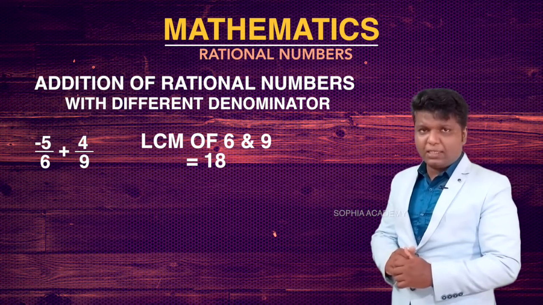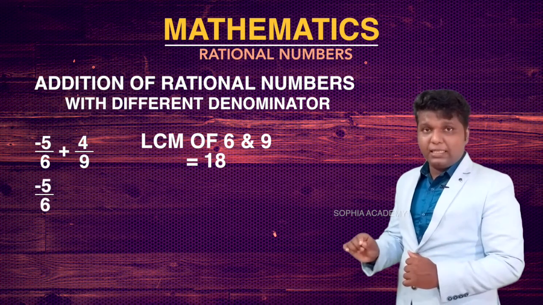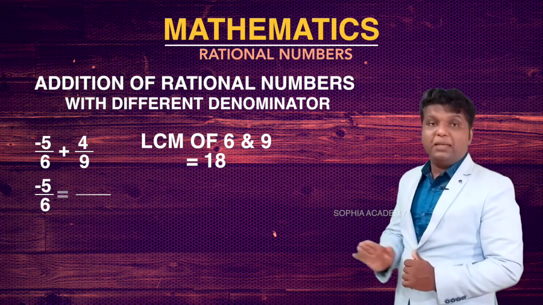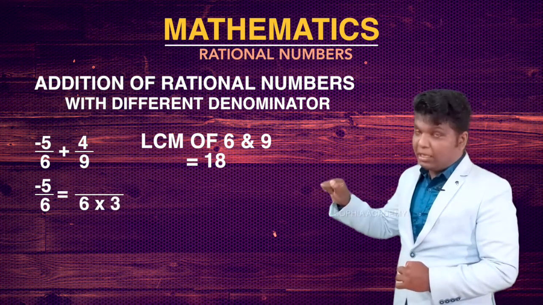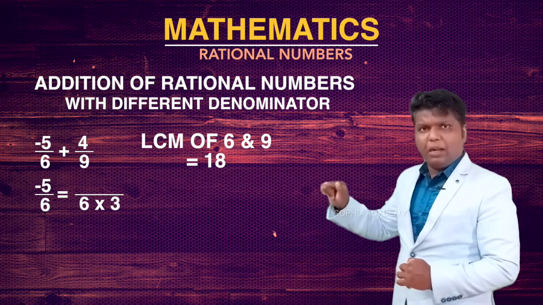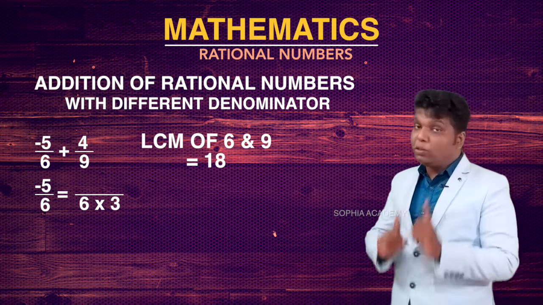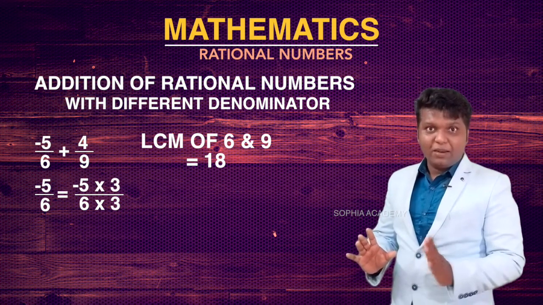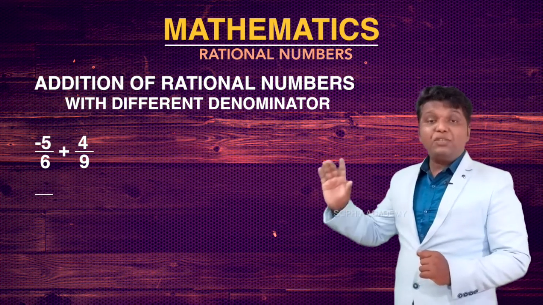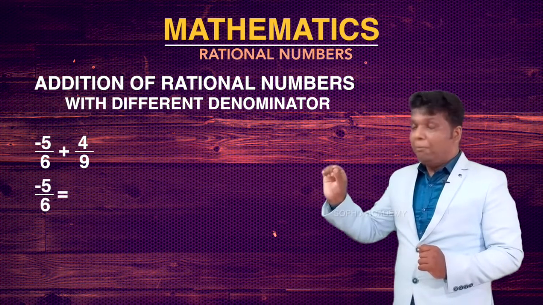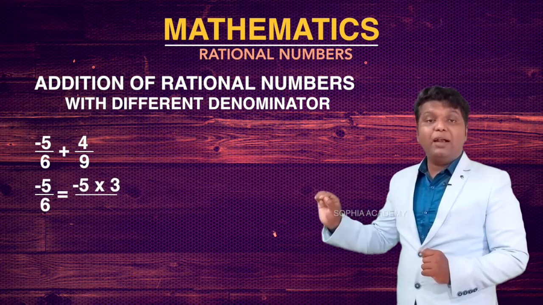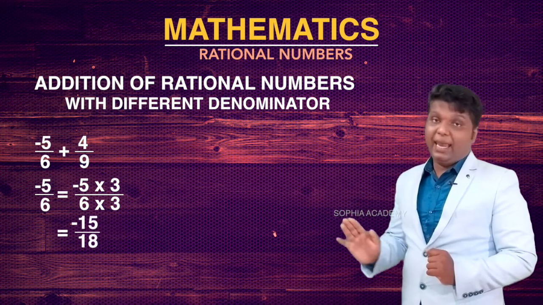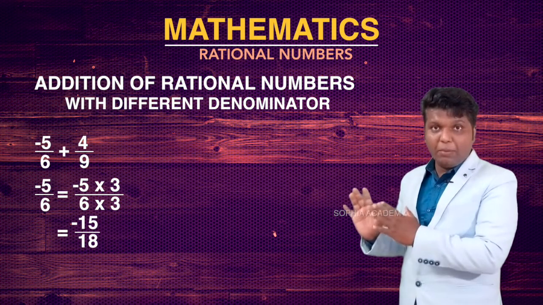So what is the first fraction? It is minus 5 by 6. So if you want to convert this 6 into 18, you have to multiply by 3. If you multiply the denominator by 3, definitely you have to multiply the numerator also by the same number 3, right? That's the condition. So now minus 5 by 6 is equal to minus 5 into 3 divided by 6 into 3. So it will become minus 15 by 18. Right, now the denominator became 18.